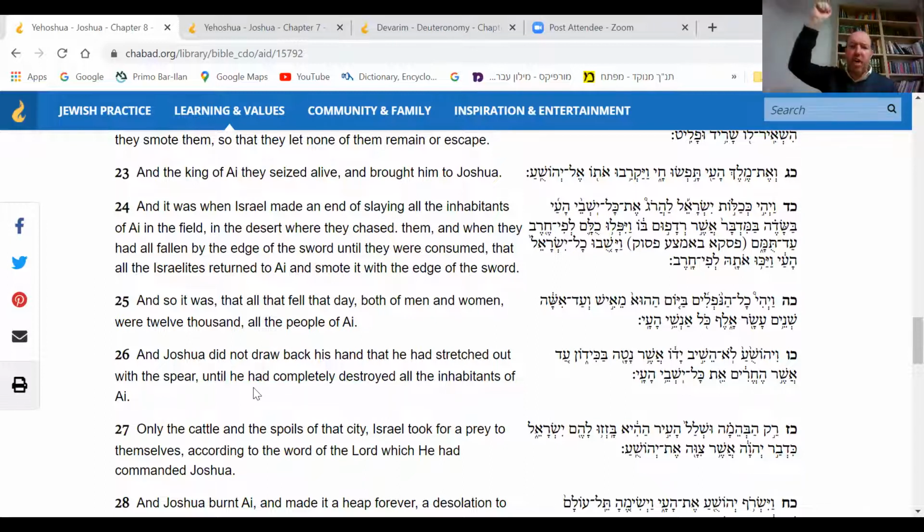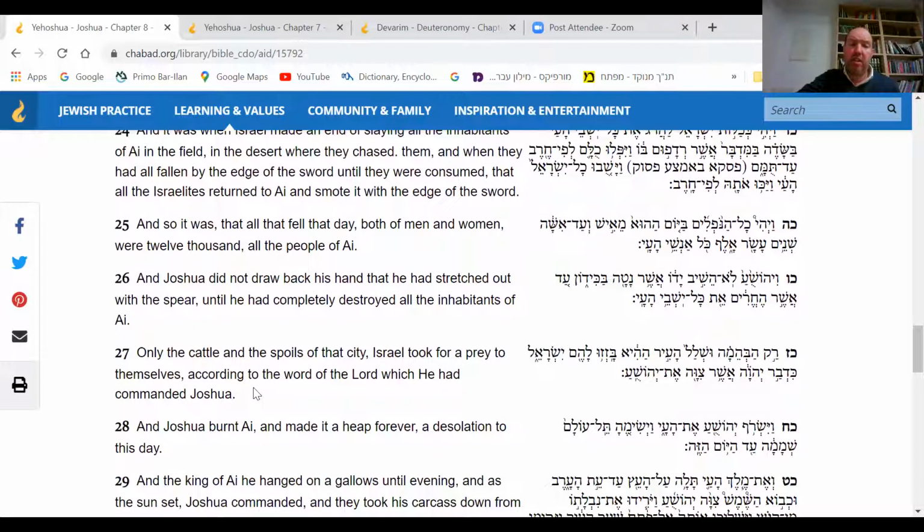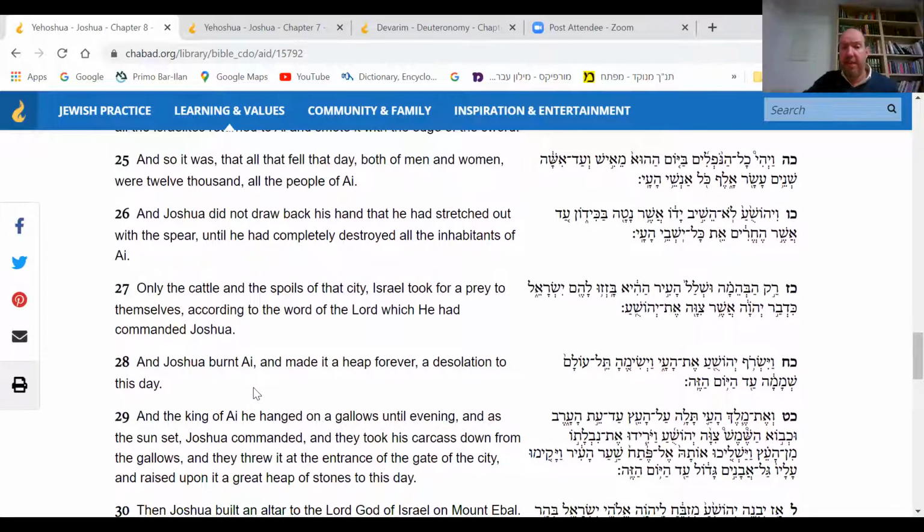And Joshua did not draw back his hand that he had stretched out with his spear until he had completely destroyed all the inhabitants of Ai. So his hand remained up there with his spear until the city was totally destroyed. So it's kind of a sign, to continue on with the war, basically to encourage, maybe also to show that God is with them. And they destroyed all of the people of Ai.